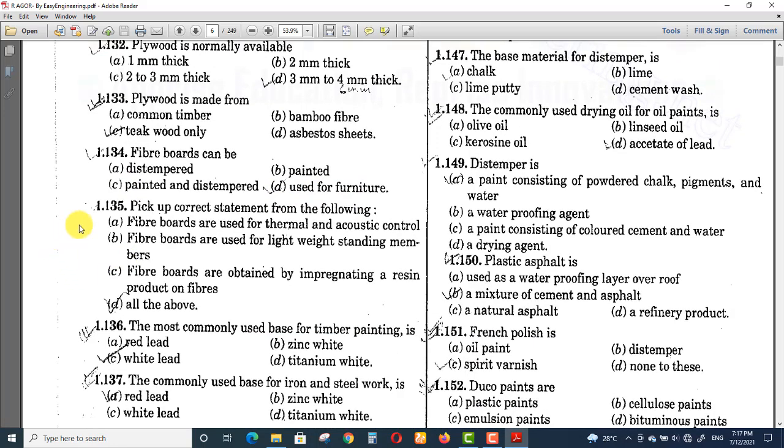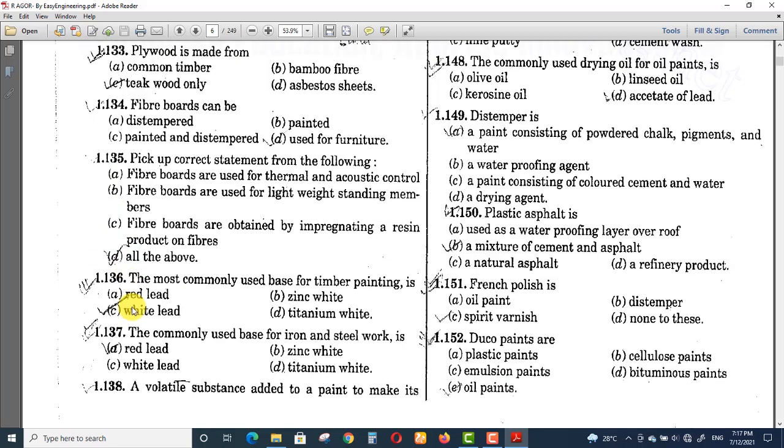Next question is pick up the correct statement from the following. Fiber boards are used for thermal and acoustic control. Fiber boards are used for lightweight standing members. Fiber boards are obtained by impregnating a resin product on fibers. All of the above. So all these are the properties or the uses of fiber board. All of the above options are correct. So option D is the right answer.